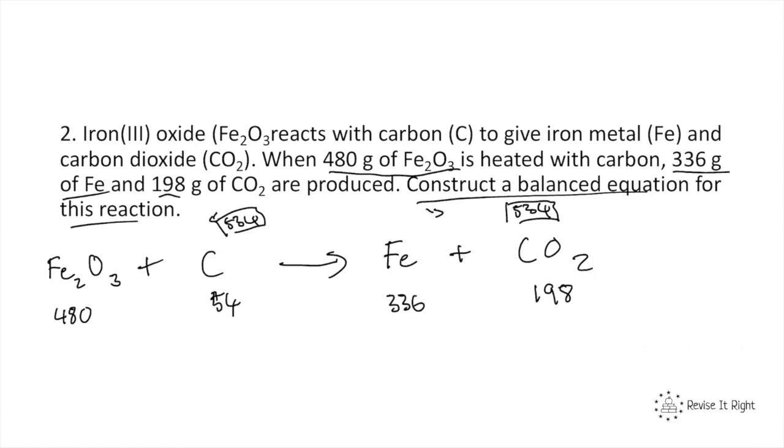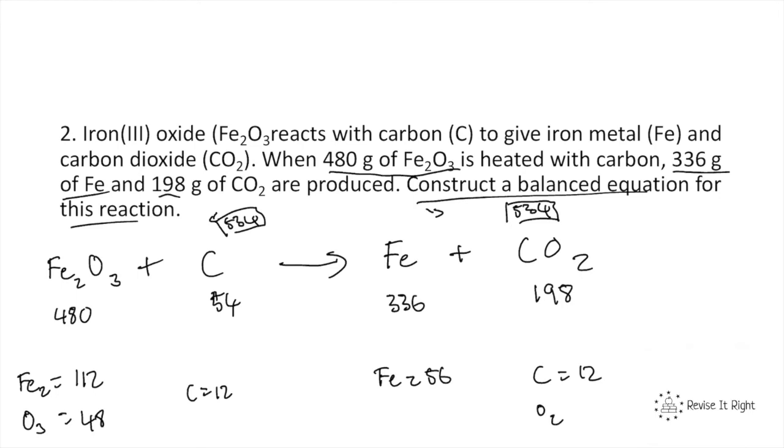Then what we need to do, of course, is write the MRs. We need to work out the MRs for all of them. So Fe2O3: Fe2, if we work out the MR of that, we get 112. And O3, we get 48. The MR of carbon is 12. Moving on, the MR of Fe is 56, so one Fe is just 56. And then carbon, C, gives us 12, and O2 gives us 1 oxygen 16, O2 32.